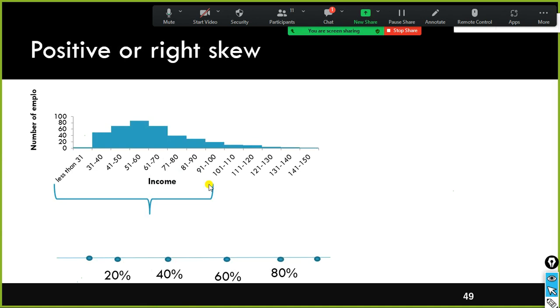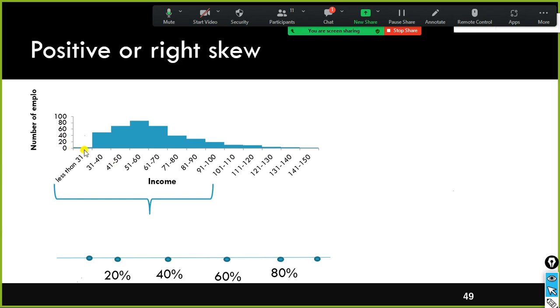Now you tell me, let's say in this case, with this I'm going to wrap up. I'm sure you people are tired. So in the x-axis we plotted income. Between 31,000 to 40,000 and 41,000 to 50,000, the salary is drawn by about 40 people, something like that.